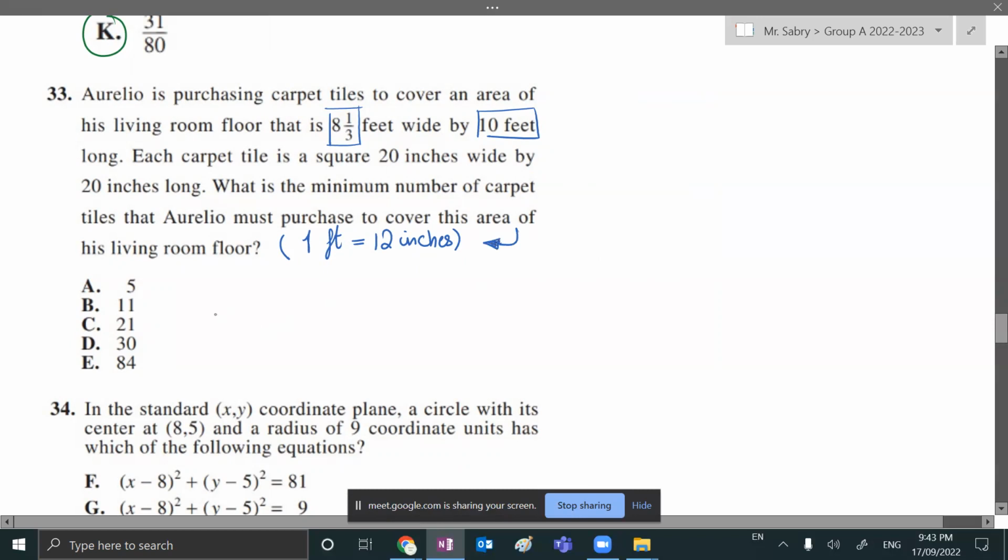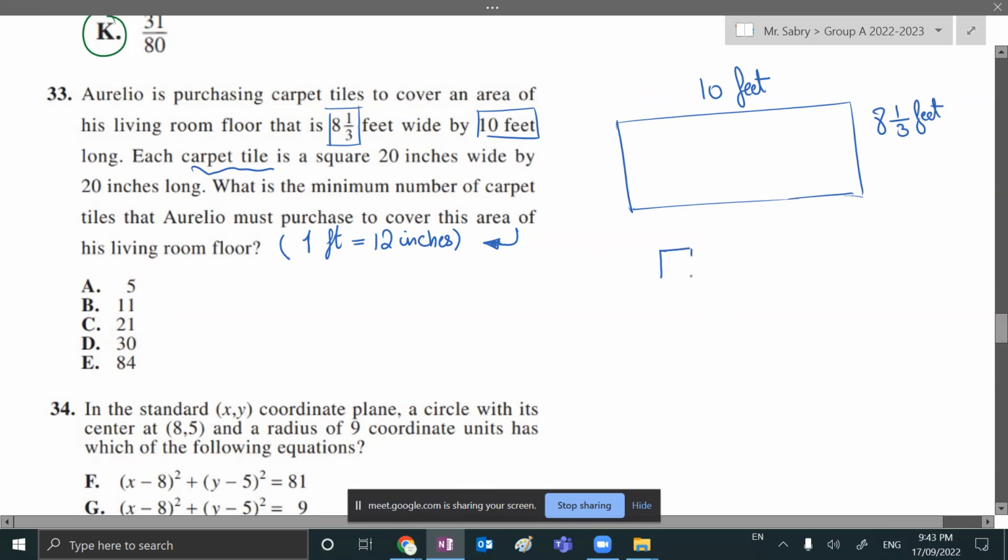Let's see how we're going to solve this. First of all, there is this guy who has a room, and it has the lengths of 10 feet by 8 and 1/3 feet. These are the measures of his room. And then he needs to get carpet tiles. Each of them is a square, and each of those carpet tiles has a side of 20 inches, not feet. He needs to know the number of carpet tiles needed to cover this area.